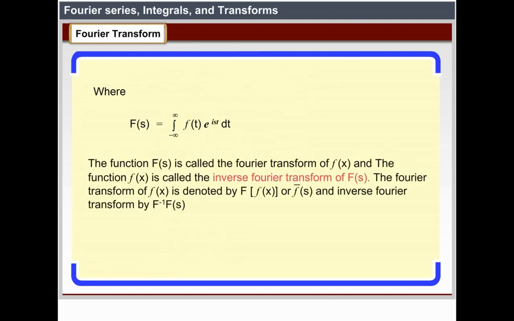The function F(s) is called the Fourier transform of f(x). The function f(x) is called the inverse Fourier transform of F(s). The Fourier transform of f(x) is denoted by F{f(x)} or F(s), and the inverse Fourier transform is denoted by F⁻¹{F(s)}, that is F(s) = ∫ from −∞ to +∞ f(x) e^(−isx) dx.